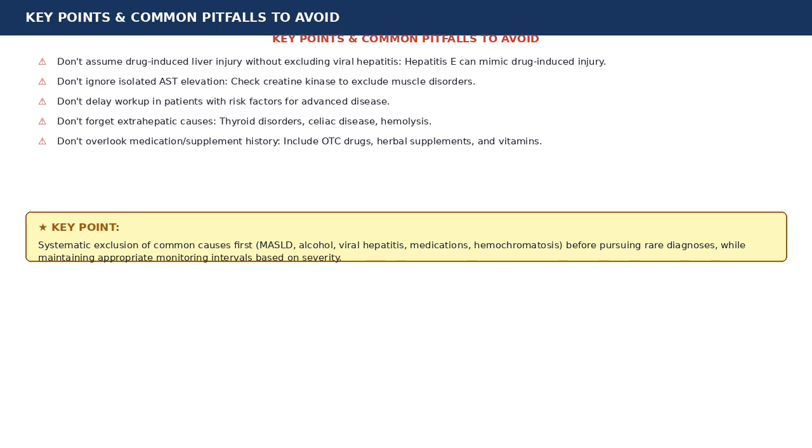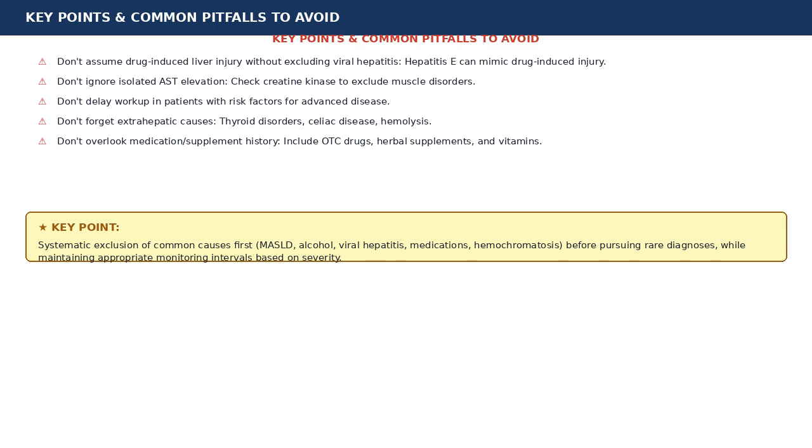Do not delay workup in patients with risk factors for advanced disease, as older age, diabetes, obesity, and prolonged elevation warrant aggressive evaluation. Do not forget extrahepatic causes such as thyroid disorders, celiac disease, and hemolysis. Do not overlook medication and supplement history, including over-the-counter drugs, herbal supplements, and vitamins.